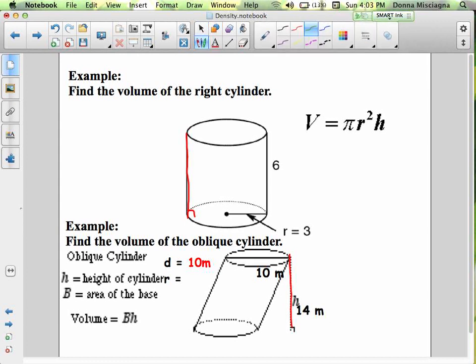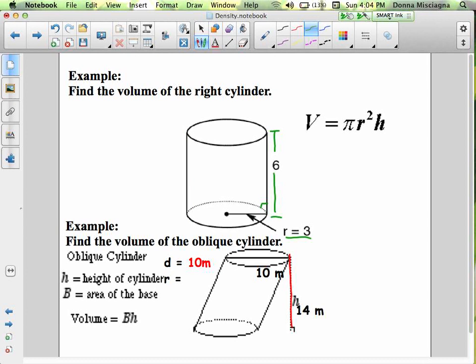All right, so we're given the radius. The radius is 3. The height of the cylinder, and we're not given units, but that's all right, the height of the cylinder is right here. So it's that 6. And I'll just put the right angle there. So the height, the side does meet the base at a right angle.